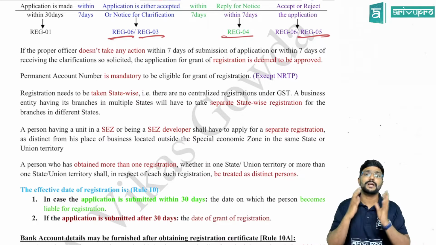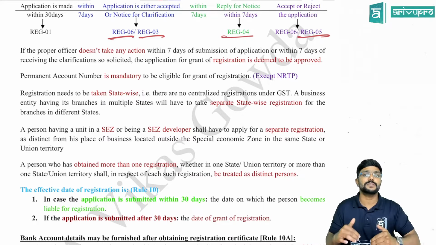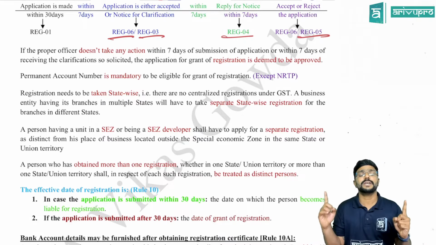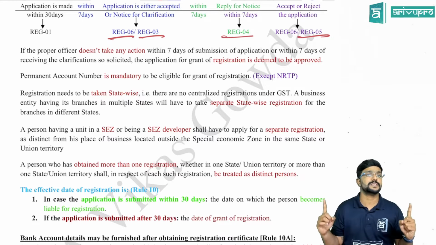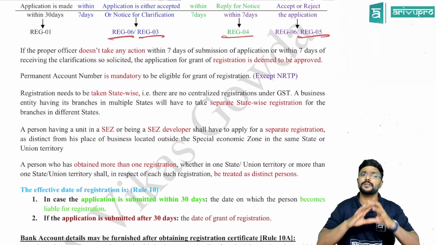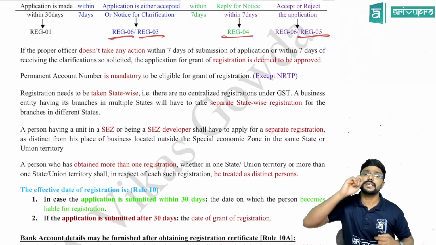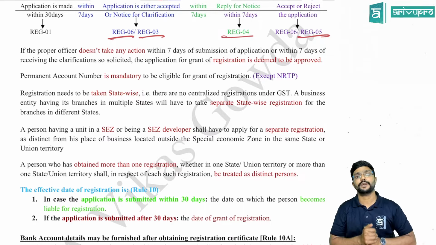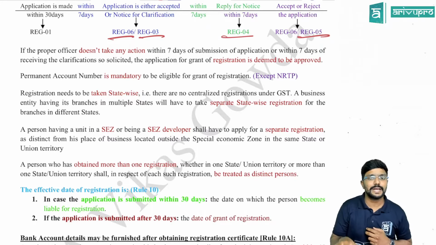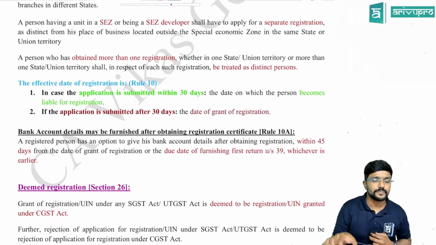But if I am having two different units in the same state, one in SEZ and another outside the SEZ, I have to take two separate registrations. Meaning for SEZ, irrespective of the location, even though it is within India, we will treat it as outside India, and a separate registration has to be taken for it. And in that case also, we will treat it as a distinct person.